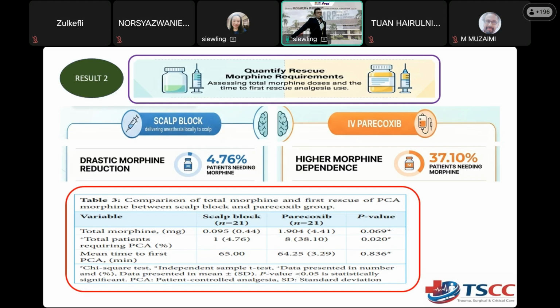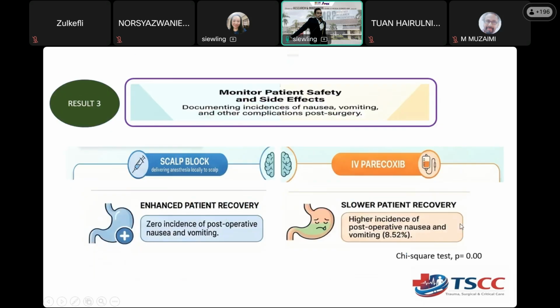And in terms of the time towards the first PCA press, the mean time was not significant as well. The significant thing is only the percentage of patients who require usage of the PCA morphine. And the third thing, of course, we are measuring the side effects. In terms of the side effects of morphine, of course, nausea and vomiting.